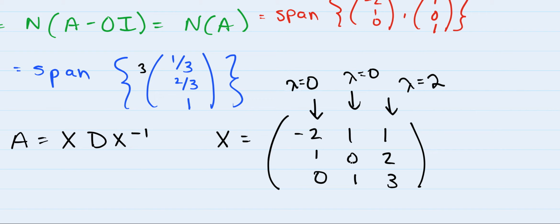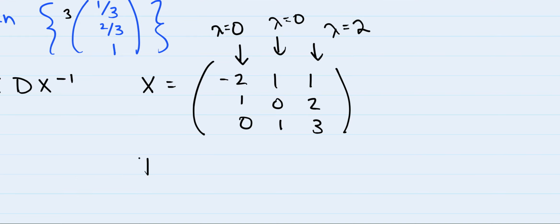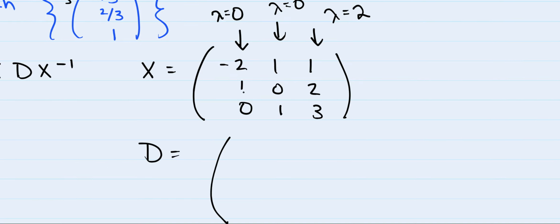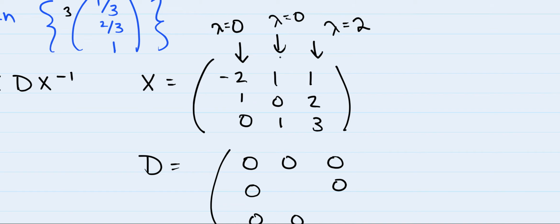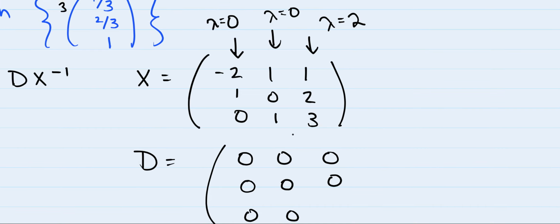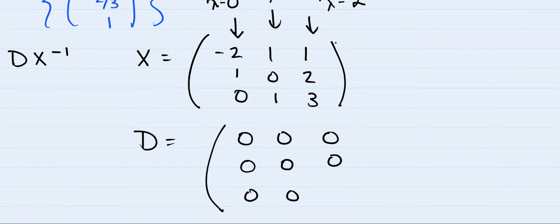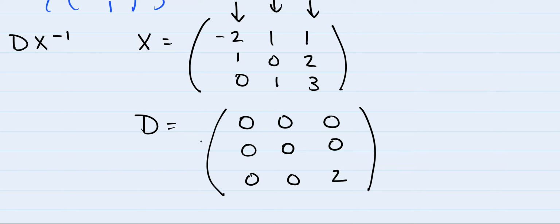These vectors are linearly independent. And now we can write our matrix D. Remember, the first column goes with the eigenvalue 0, so that goes in the first diagonal entry. The second column goes with eigenvalue 0, so that goes in the second entry on the diagonal. And then the third column goes with lambda equal to 2, so that goes in the third entry. So now we have the diagonal matrix, and we have the matrix X. And all we need to do now is find the matrix X inverse.